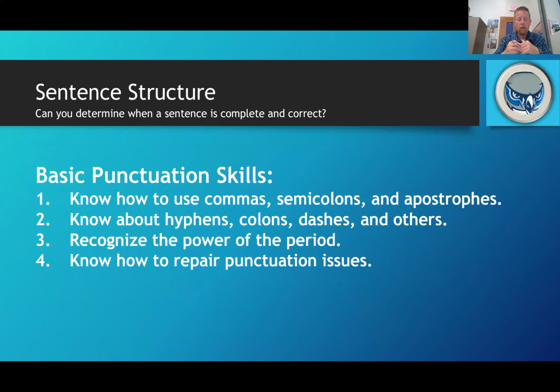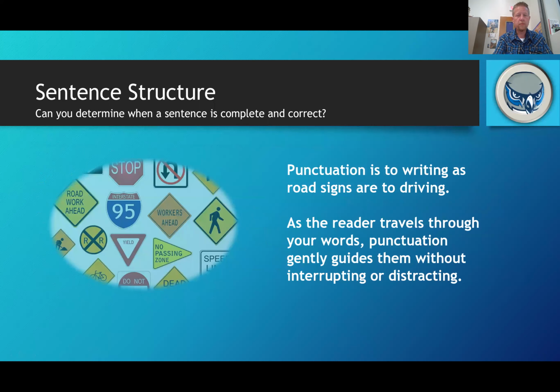We need to recognize the power of the period, mostly because the period tells us that the end of the sentence is here, and it's time to just assess that sentence. And then finally, know how to repair punctuation issues. So those are the things assessed by the ACT.